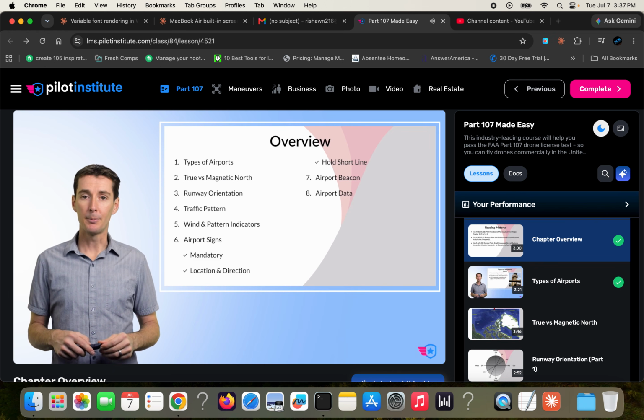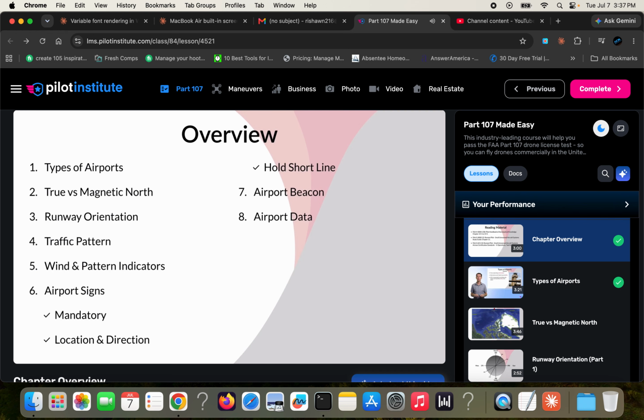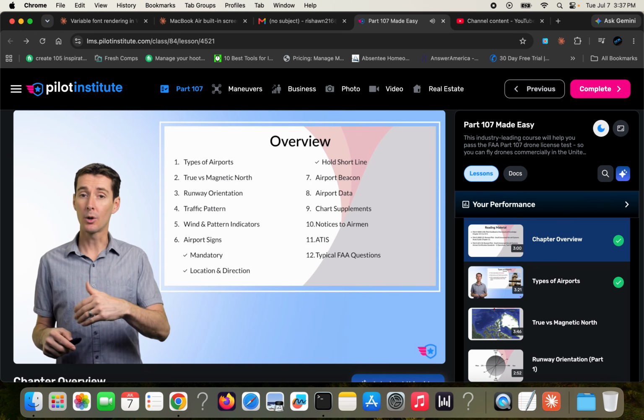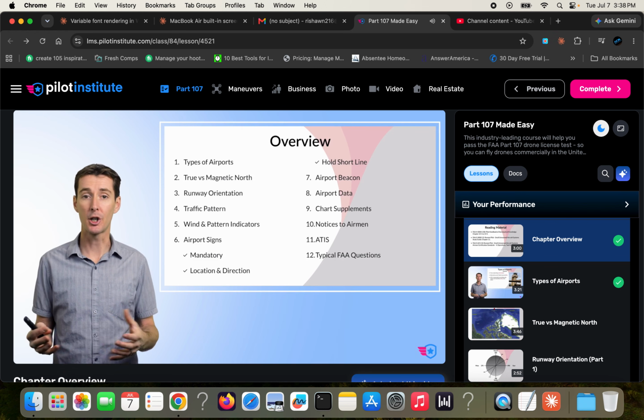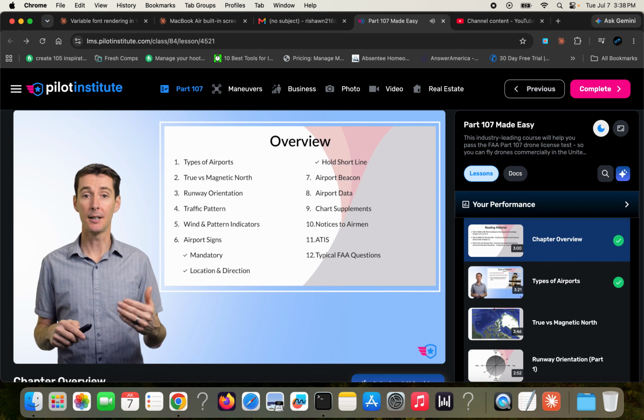Then we'll talk about airport beacons. We'll talk about how you find airport data. And there's a lot of different places where we can find airport data. The first one is the chart supplement, then notice to airmen, the ATIS, and then finally, there's one more on the airport data that we're going to cover in the next chapter. It's going to be charts, a full chapter just on charts and how to read charts and everything.